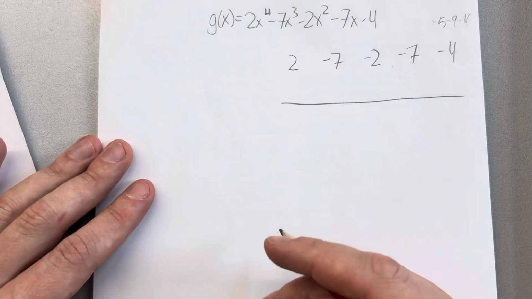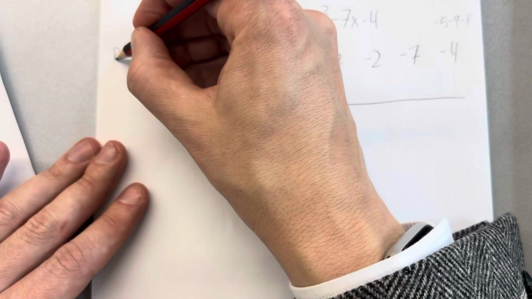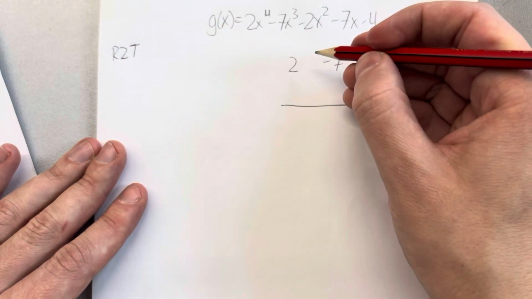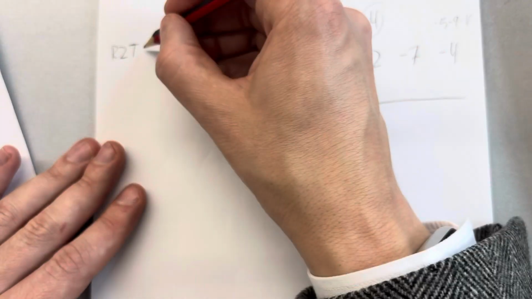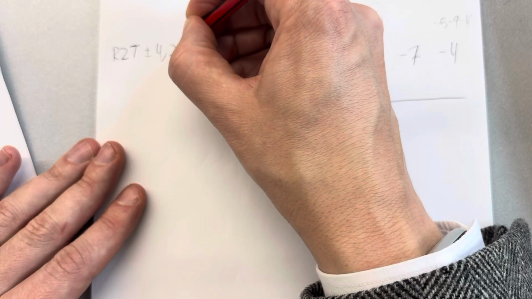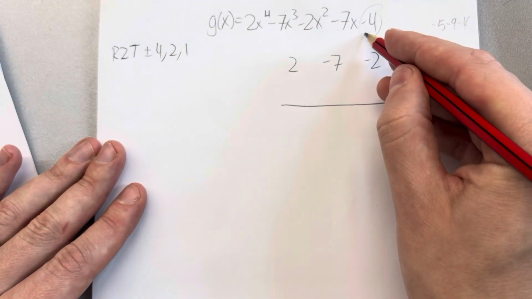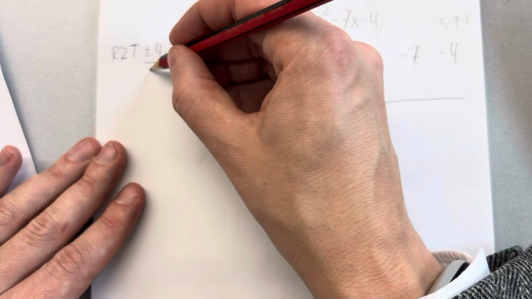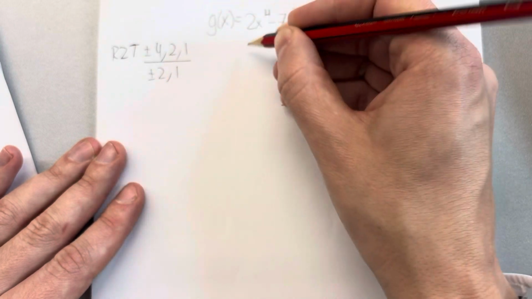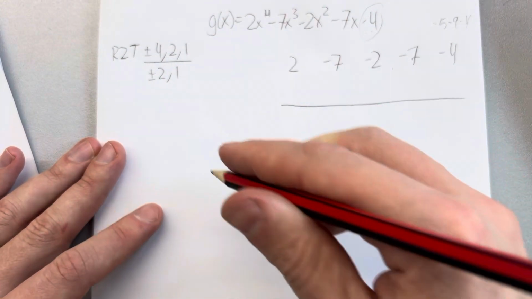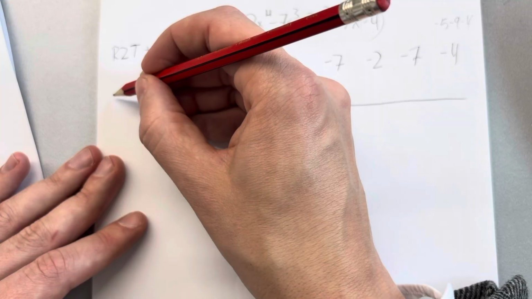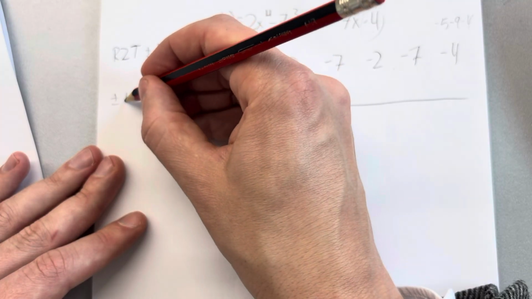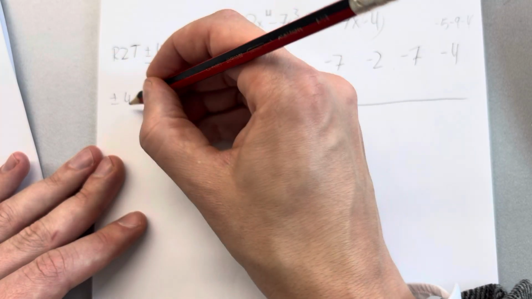So we could do the rational zeros theorem to give us a possible list. Here, the rational zeros theorem tells us we've got plus or minus 4, 2, and 1. Those are the factors of the initial value. And then we've got plus or minus 2 and 1 because the factors of 2 are 2 and 1. So the possibilities are plus or minus 4 and plus or minus 2.